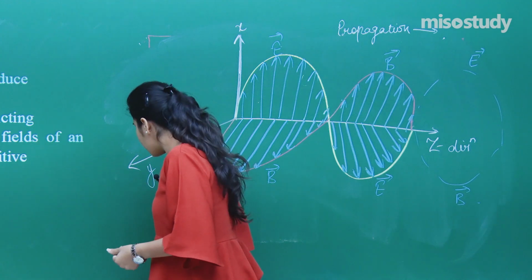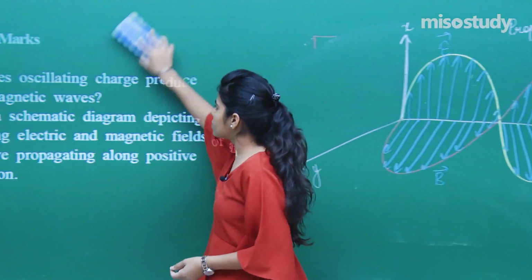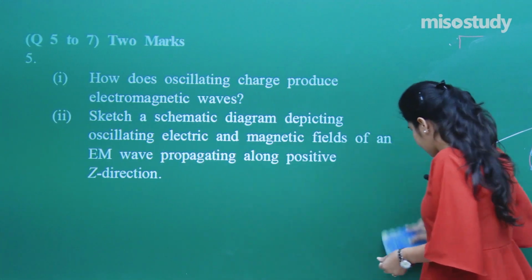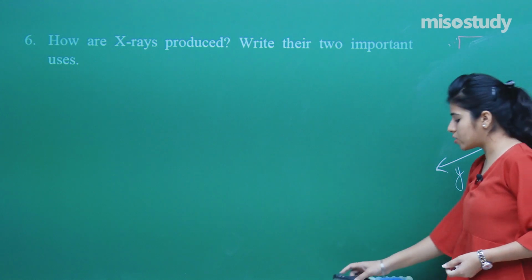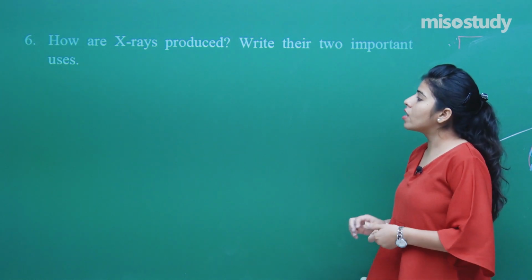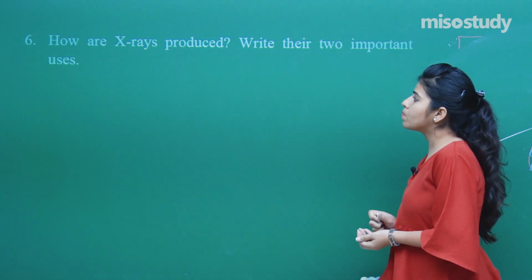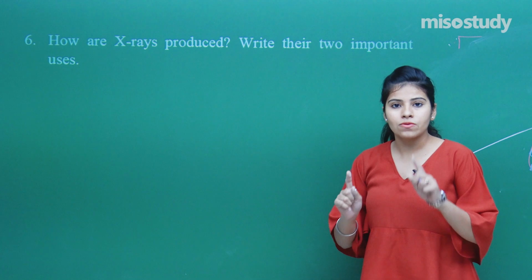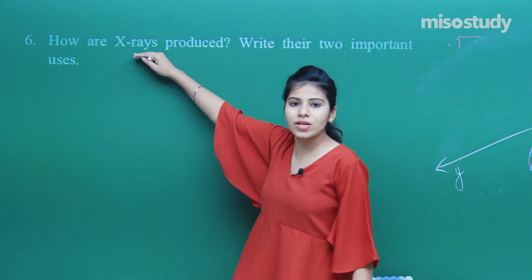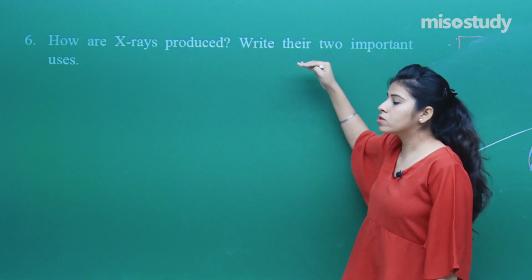Now we will move to the next question, question number 6. These are 2 mark questions. We have to tell how X-rays are produced and write their 2 important uses. Since it is a 2 mark question, the first mark will be for how X-ray is produced, and the second mark will correspond to the 2 uses.